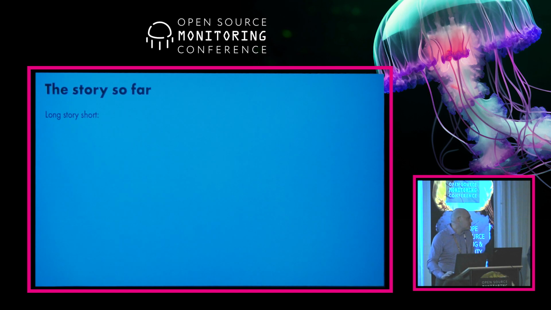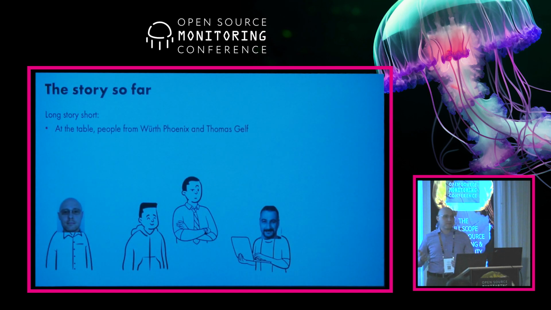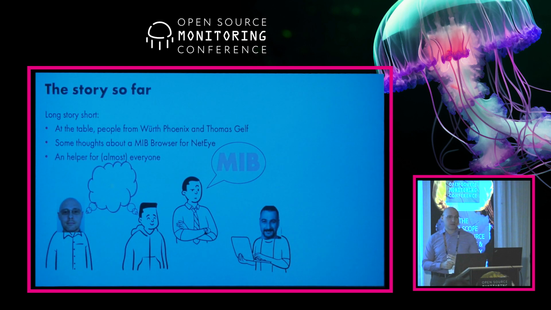Okay. Yeah, I know. So, long story short, let's imagine a table where people from Würth Phoenix and also Thomas Gelf are sitting. Someone starts a bit of discussion about a MIB browser. Do we need it in NetEye or not? Do we have to build it, or use a third-party one? A difficult discussion, so we need a bit of help for everyone.